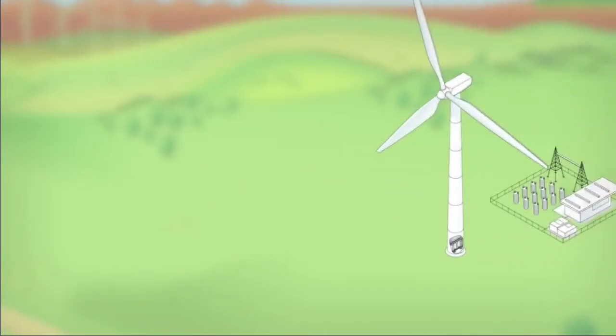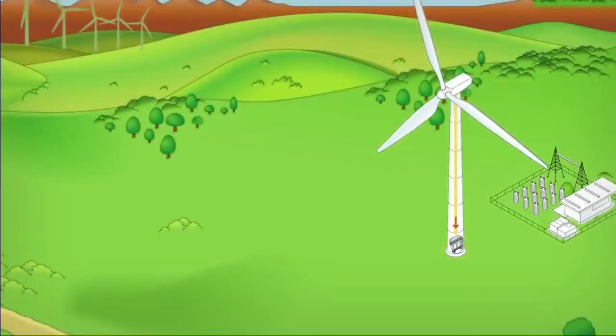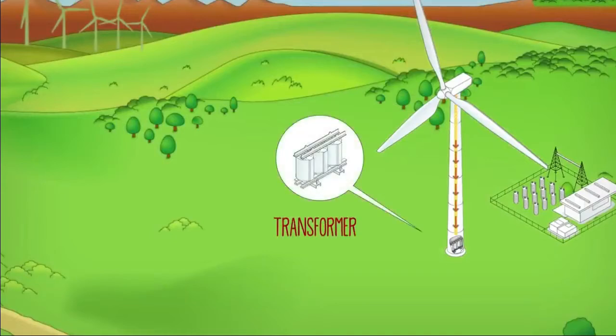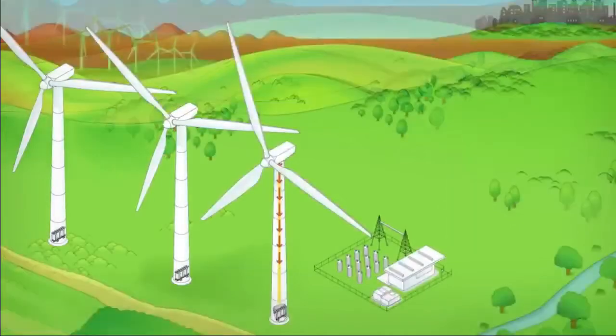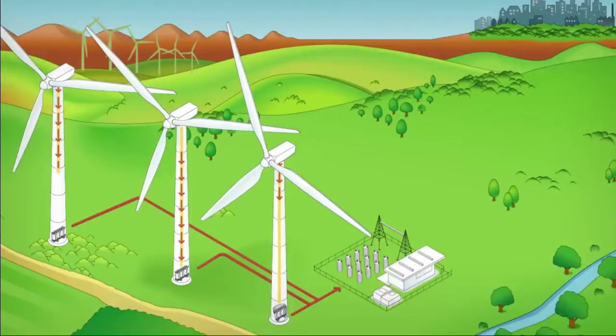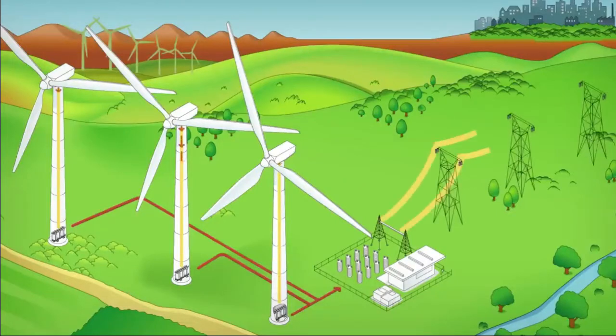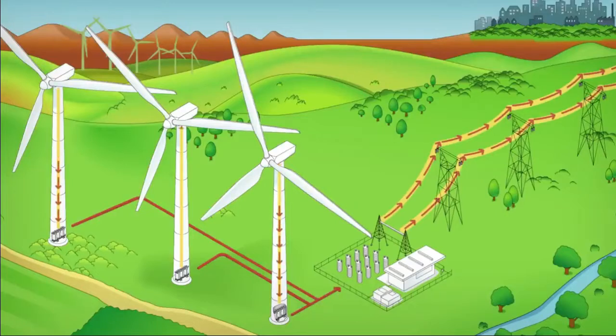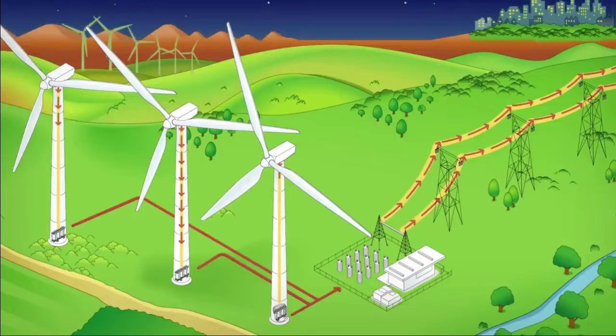The electricity produced in the generator is conducted through the interior of the tower to the base. There, a transformer raises the voltage for transport inside the wind farm. From each turbine, alternating current is sent to the substation through underground cables. Here, the voltage is increased again to feed it into the power grid and transport it to end consumers. This is how we use the wind to light cities, feed industries, schools or hospitals, or operate our household appliances in a clean and sustainable way.